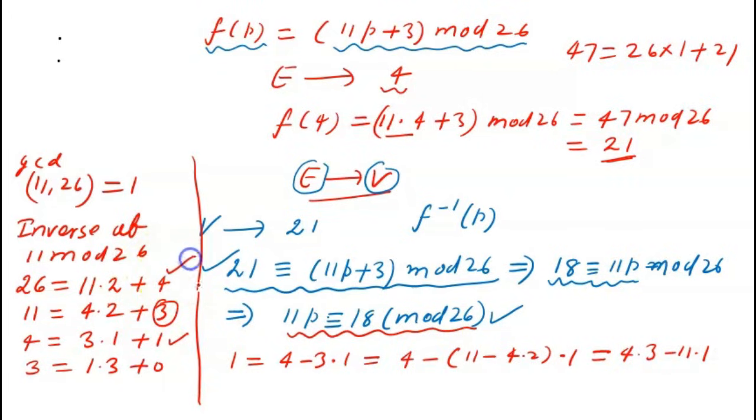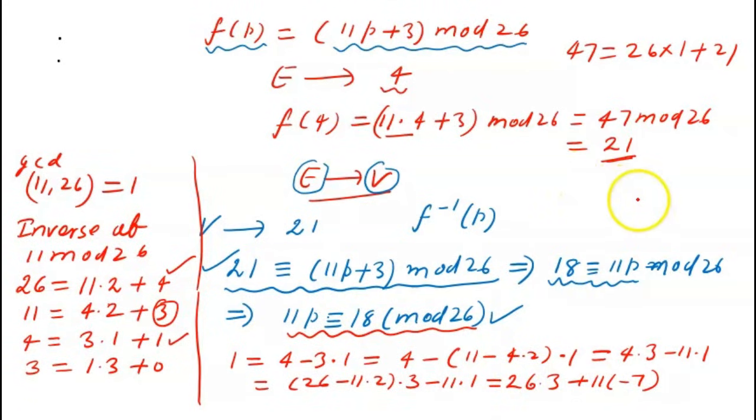And now I have to replace this by 4 by 26 minus 11 into 2 into 3 minus 11 into 1. So in the end, what I got? 26 into 3, and here 11 into 6 and minus 11 into 1, so plus 11 into minus 7. So you can verify 26 into 3 is 78 and minus 77, so that is equal to 1. So it is correct. So we have got two Bezout coefficients, and those Bezout coefficients are what?